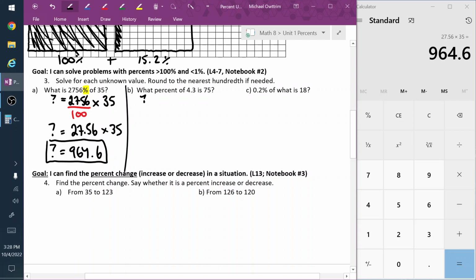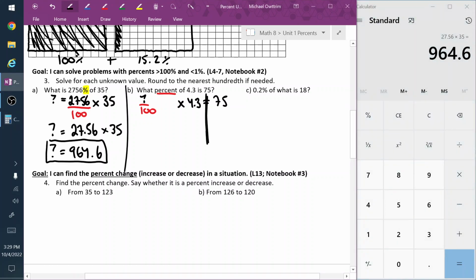If I take a look at my next question, again, I'm going to begin by translating. What becomes a question mark. The word percent means out of 100. The word of means multiply. 4.3 is a number, so it's just 4.3. Is becomes an equal sign, and 75 is a number, so it's just 75.